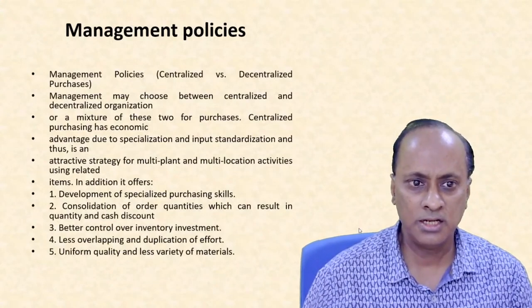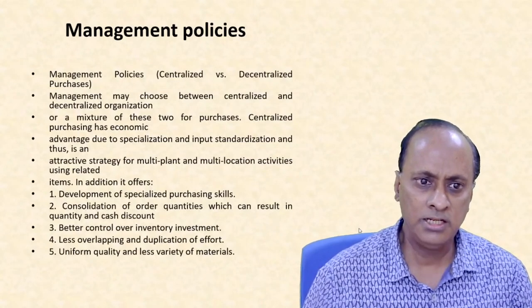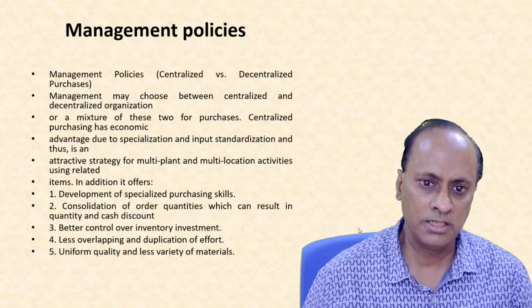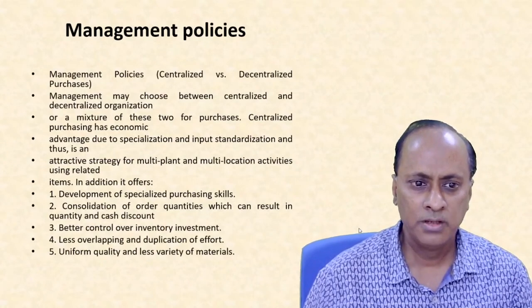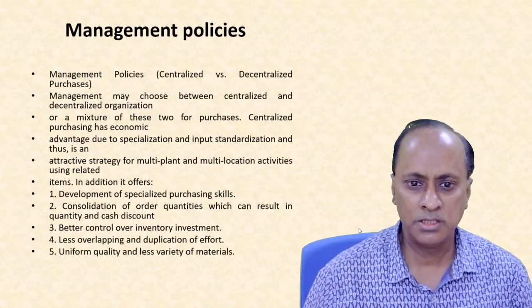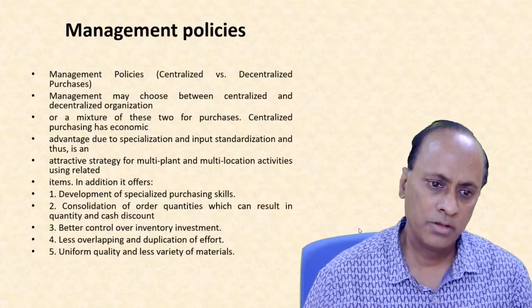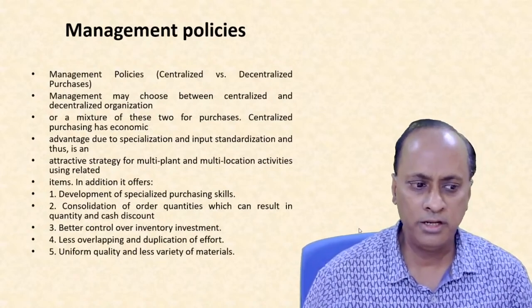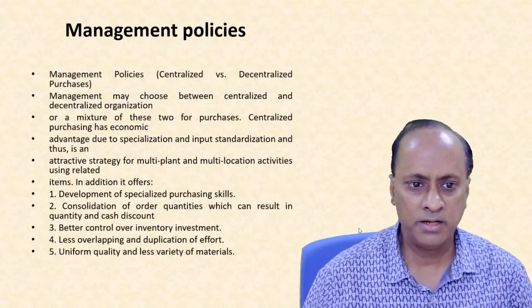Management may choose between centralized and decentralized organization or a mix of these two for purchases. Centralized purchasing has economic advantage due to specialization and input standardization, and thus is an attractive strategy for multi-plant, multi-location activities using related items. In addition, it offers development of specialized purchasing skills, consolidation of order quantities, which can result in quantity and cash discount, better control over inventory investment, uniform quality, and less variety of materials.